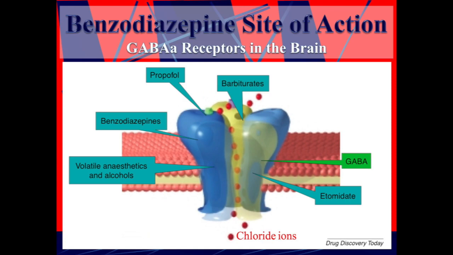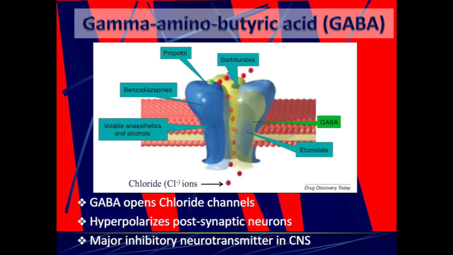So the volatile anesthetics, benzodiazepines, propofol, barbiturates, GABA that we use for gabapentin for pain, and another drug that we rarely use to get the patient off to sleep, to induce them, is a drug called etomidate. So GABA stands for gamma amino butyric acid type A receptor. And what it does is it distorts this gate, this channel, so that chloride ions flow in and out, especially out. And this is what creates the anesthetic effect. So GABA, again, opens the chloride channels. The channels hyperpolarize, and it inhibits neurotransmission in the central nervous system.